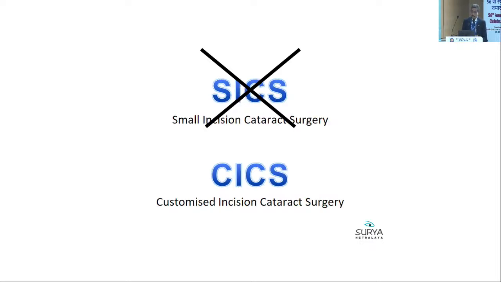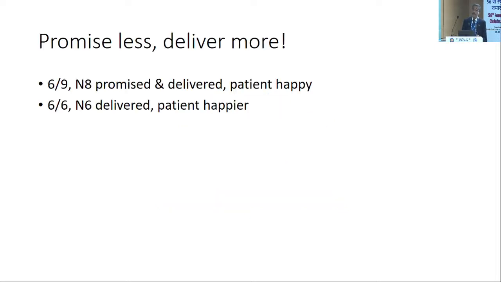So we have a customized incision cataract surgery that Dr. Boramani propounds. But finally, when we are talking to a patient, we have to promise less and deliver more. So if 6/9 N8 is promised and delivered, the patient is happy. But if 6/6 N6 is delivered, the patient is happier.